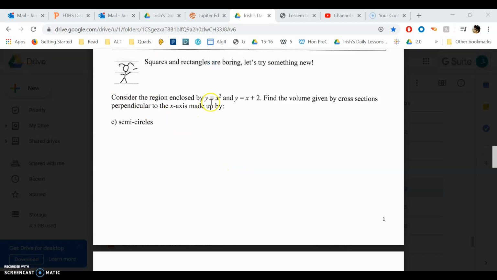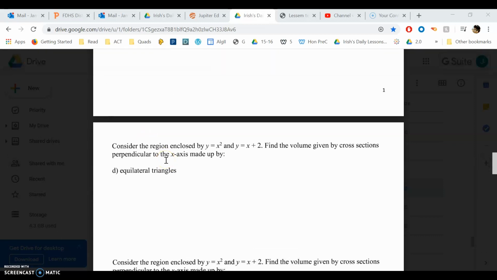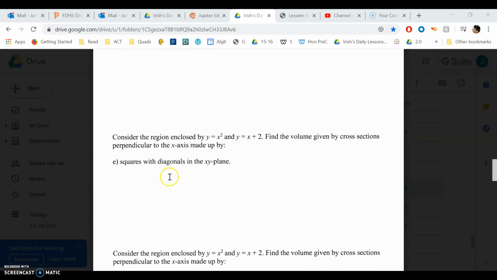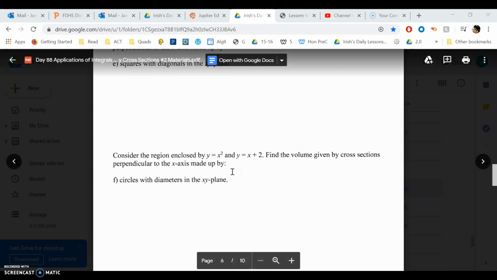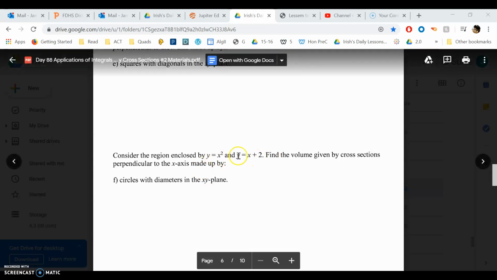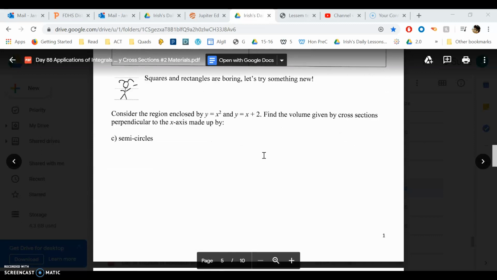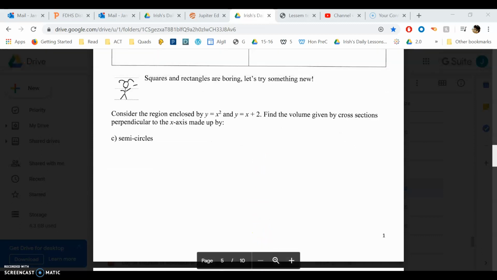Consider the region enclosed by y equals x squared and y equals x plus 2. Find the volume given by cross-sections perpendicular to the x-axis made up by semicircles, equilateral triangles, that's D right there, squares with diagonals in the xy plane, and then F, circles with diameters in the xy plane. You notice how the equations, the functions, are the same for all of these. So, follow along as we go.